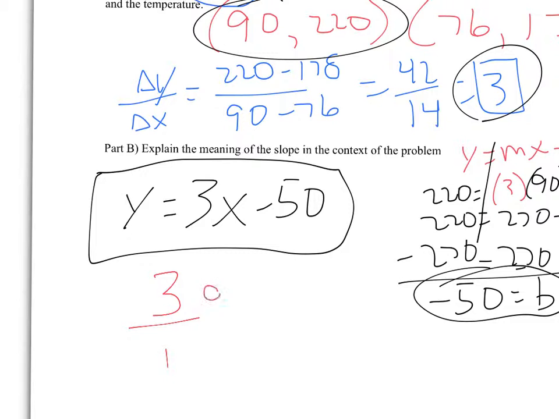So it's 3 gallons of water for every 1 degree temperature raise. So every time the temperature raises 1 degree, according to this linear model, the players are drinking 3 more gallons of water.